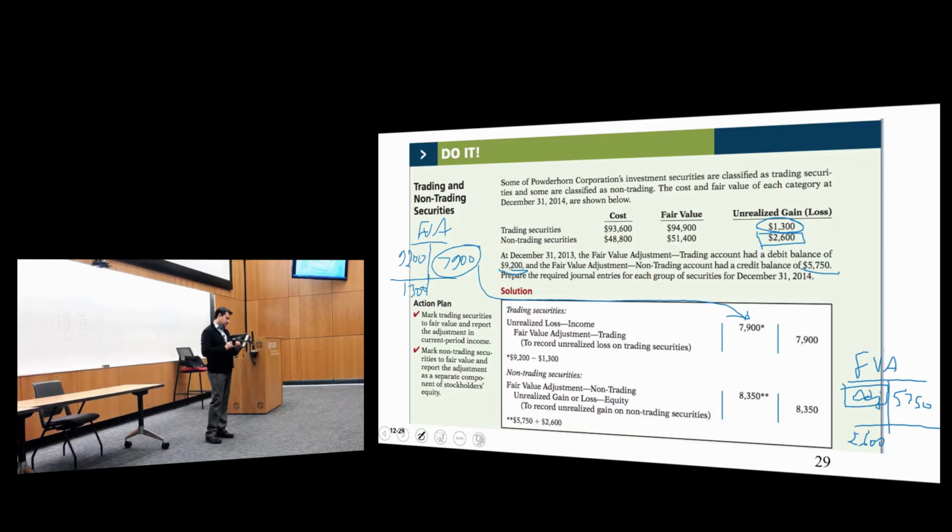Sorry, I put the wrong one. The adjustment will have to be, in this case, a debit to fair value adjustment for the value of 8,350. Do you have any questions about that? It's just a regular adjustment. Okay?